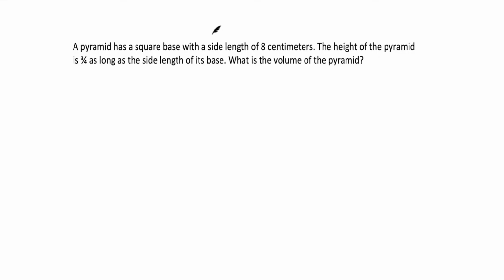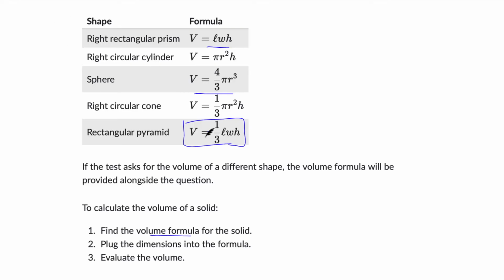Next question. A pyramid has a square base with a side length of 8 centimeters. The height of the pyramid is 3 over 4 as long as the side length of its base. What is the volume of the pyramid? Interesting. So if you remember the formula, the volume of a pyramid is 1 over 3 into length into width into height. You should remember this. If not, you will have to go to the first page and then look at the formula, which is this.